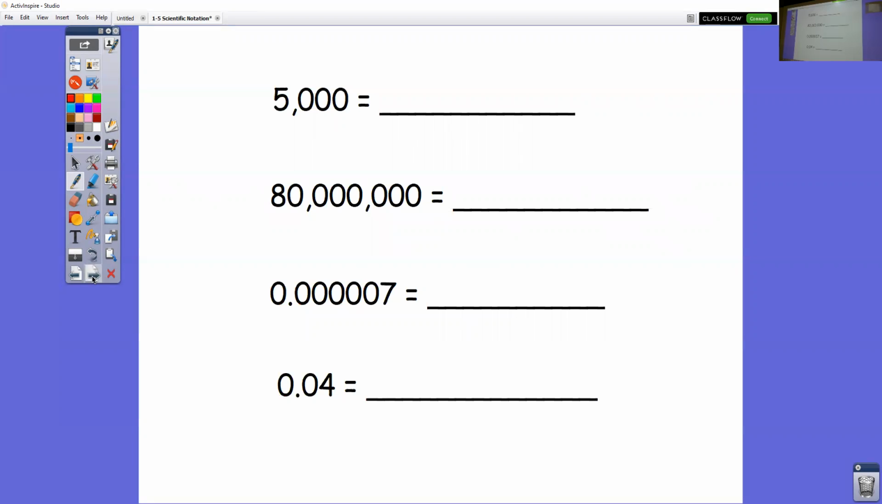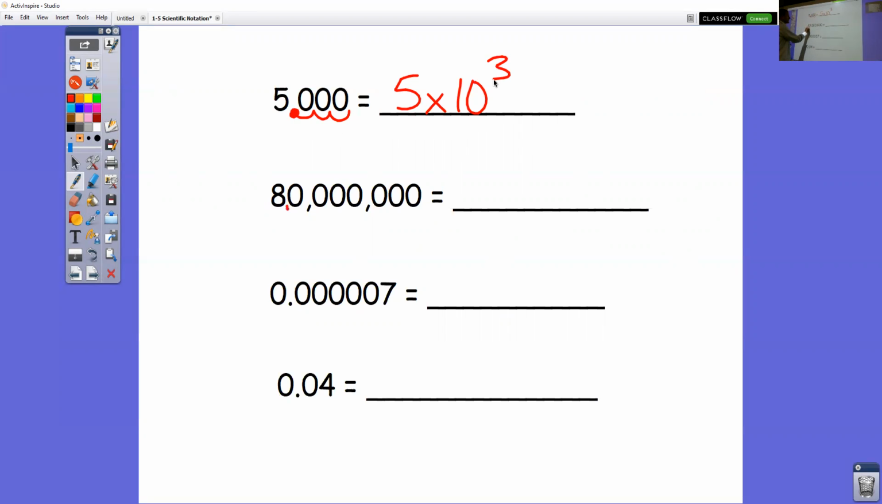So let's practice with a couple more of them. 5,000. Put a decimal point after your first non-zero number, so after the 5. Write that number down in front of your times 10. 1, 2, 3 places to get to the end. So it's times 10 to the 3rd power.